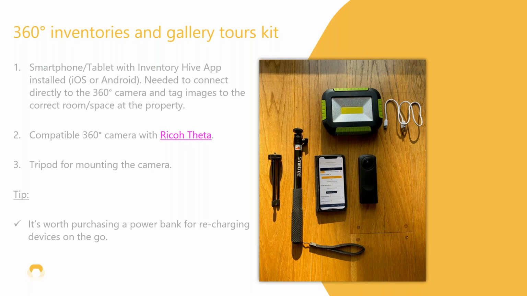And again, this tripod retails, I think, for less than £20 now, and I think you can pick this one up for about £20–25 too. So worth considering those things, because when you're getting into doing 360 inventories and tours, it's really helpful to make sure that you cover yourself by having the right kit.